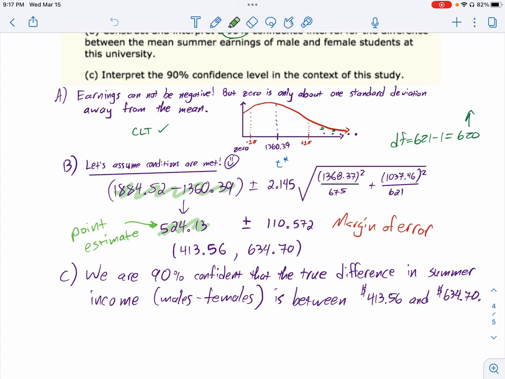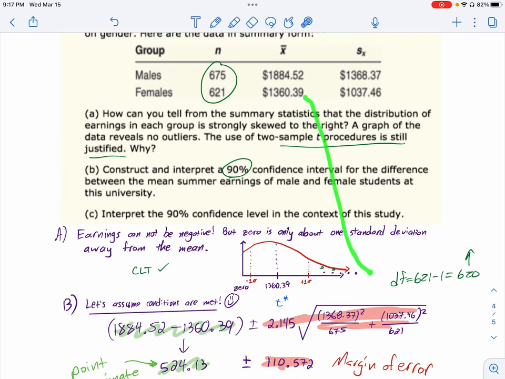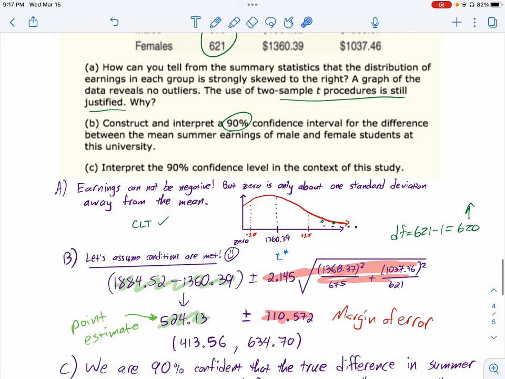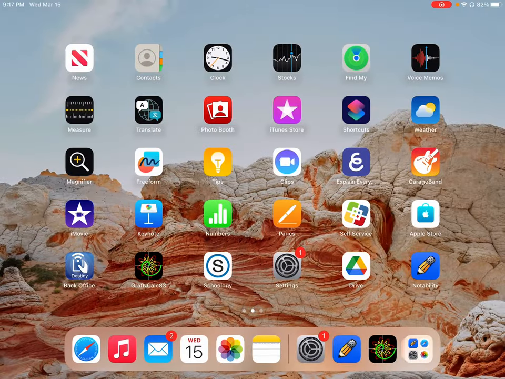Anyways, regardless, this whole chunk is going to be my margin of error. And where do these other numbers come from? Here's the standard deviation for the females. Oh, sorry. Here's the standard deviation for the males, in the respective sample sizes. At this point, folks, I would use my calculator to have it produce the interval right here for me. Okay. Let's do that.